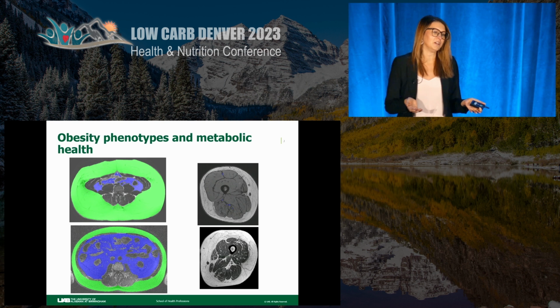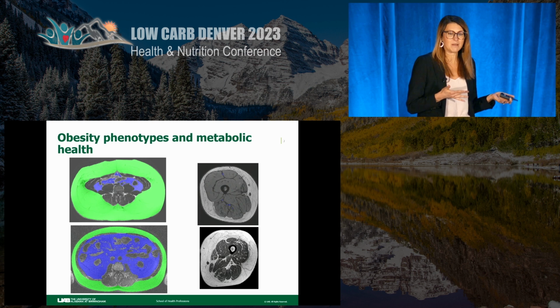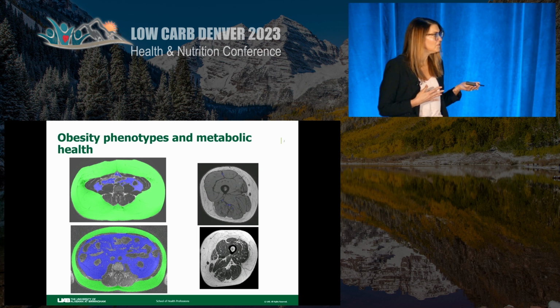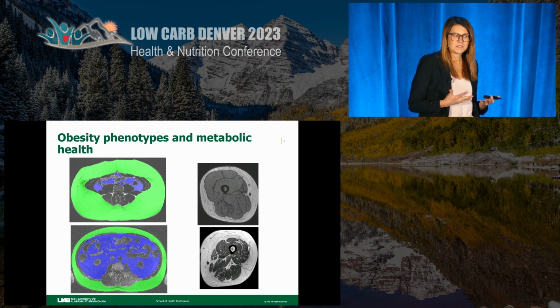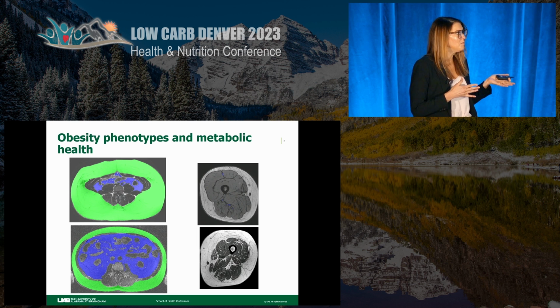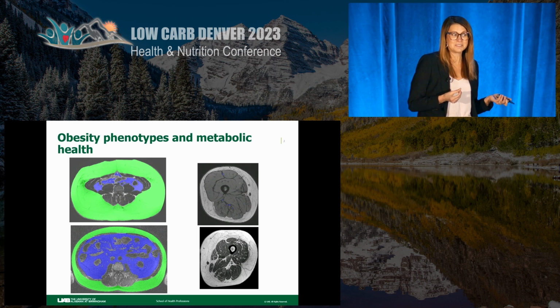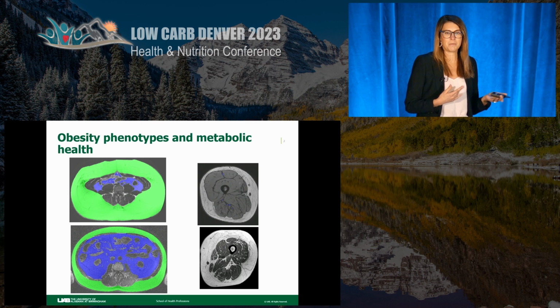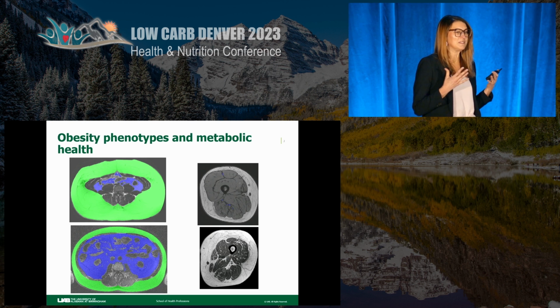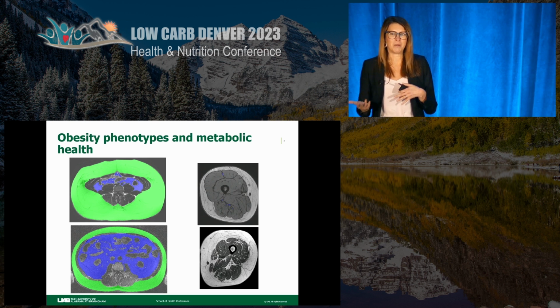But what you can see here are two cross-sectional images of the abdomen. The subcutaneous fat is highlighted in green. The visceral fat is highlighted in blue. The individual on the top has a BMI around 35, a large degree of subcutaneous adipose tissue. The individual below has very little subcutaneous adipose tissue, and it's all around the organs within that abdominal cavity. But what's interesting about these two people, they have the same BMI, perhaps a very similar waist circumference, right? But what's different is the location of their body fat.